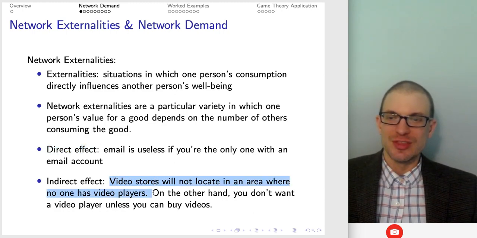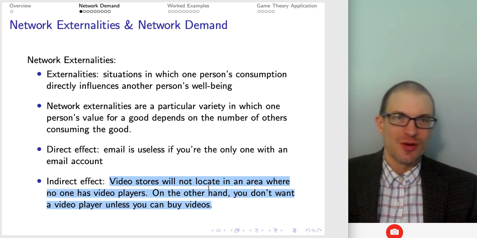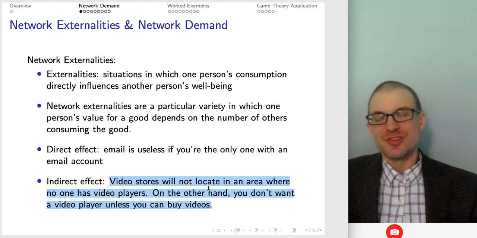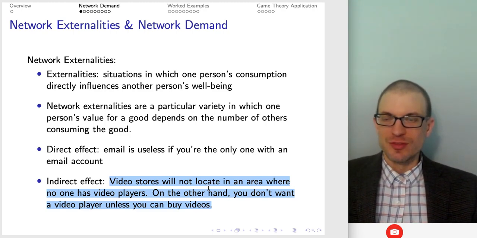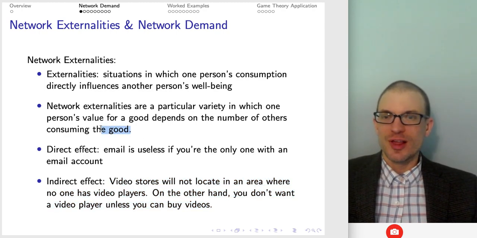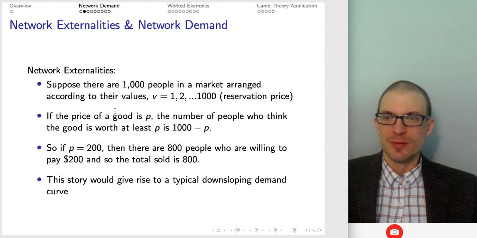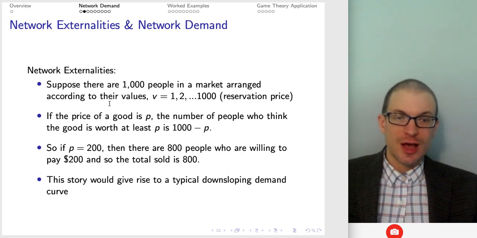So think of the old example of video stores. A video store is not going to locate in an area if nobody has video players. On the other hand, you don't want a video player unless you can buy videos. And so there's this sort of indirect effect relative to the network externality. The basic idea is we're thinking of a situation where one person's valuation depends on the number of others with that good.